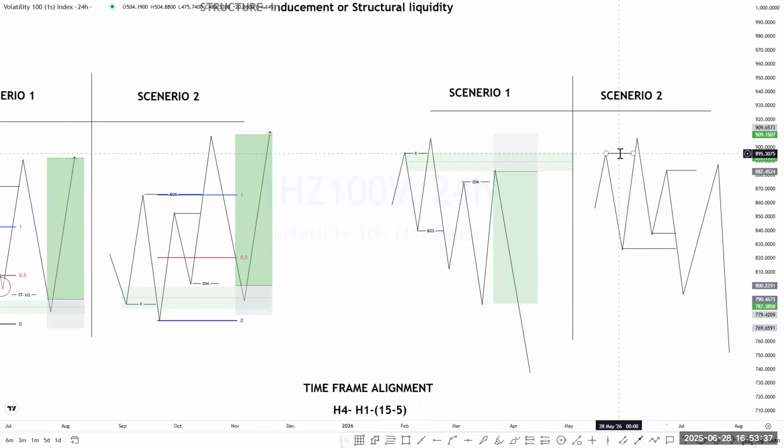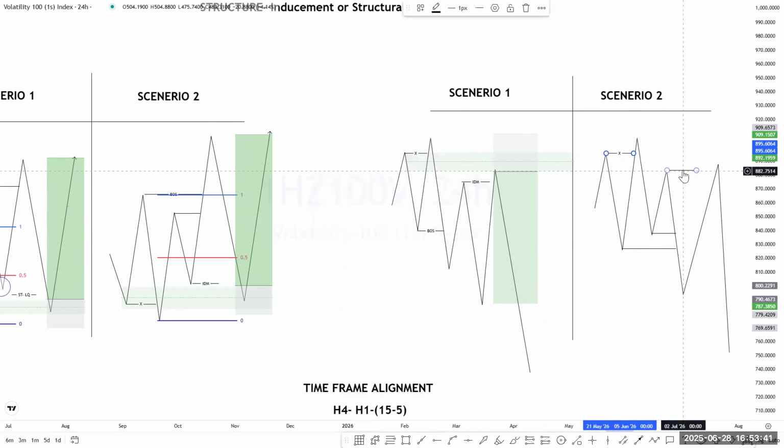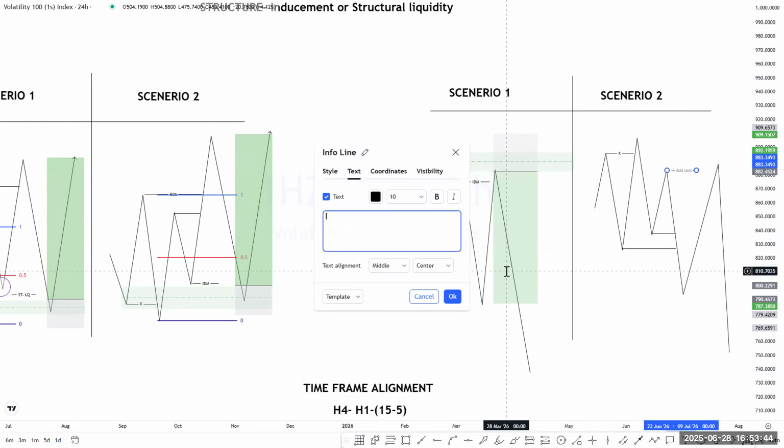So having this, it means we identify our sweep.